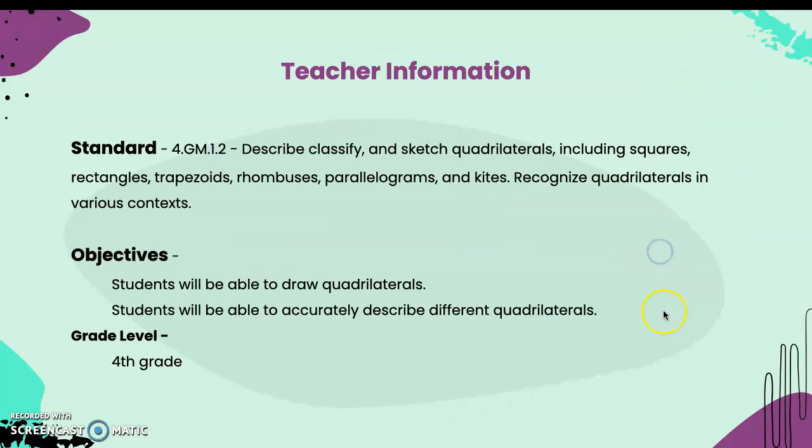It's geometry meets art. My standard is GM 1.2, which is to describe, classify, and sketch quadrilaterals, including squares, rectangles, trapezoids, rhombuses, parallelograms, and kites, and recognize quadrilaterals in various contexts. The objectives are that students will be able to draw quadrilaterals and accurately describe different quadrilaterals, and this is a fourth grade level.